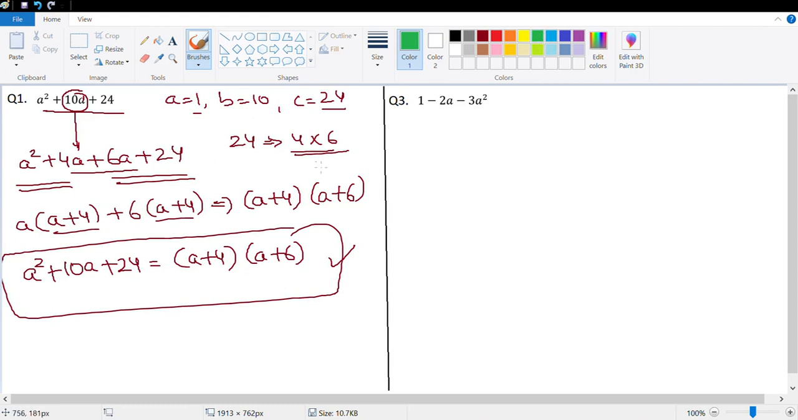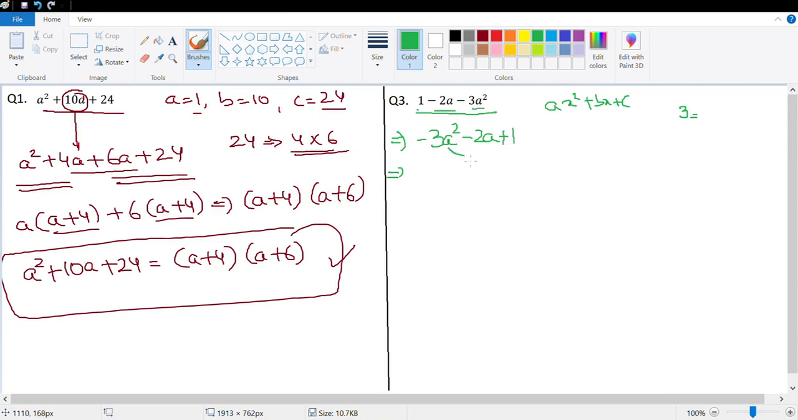Let's move on to the next question. Next question is question number 3. It says 1 minus 2a minus 3a square. I always prefer to write it in the form of reducing order of the power, which is ax square plus bx plus c. So in this case, I need to find factors of negative 3 into 1, the sum of which should be equal to negative 2. Sorry, this is not negative 1, this is plus 1, my mistake. Negative 3a square minus 2a plus 1.